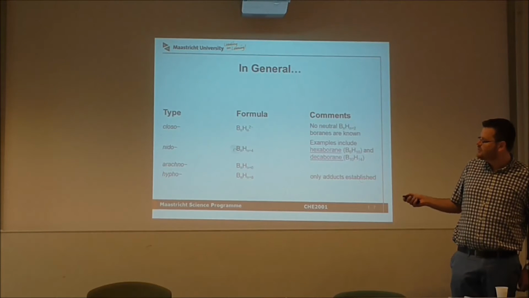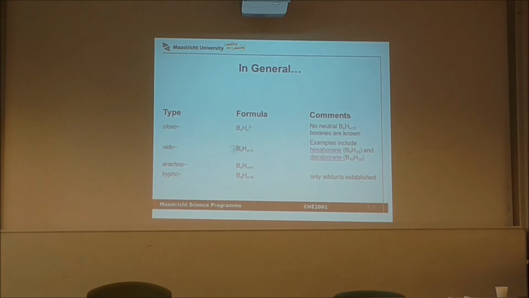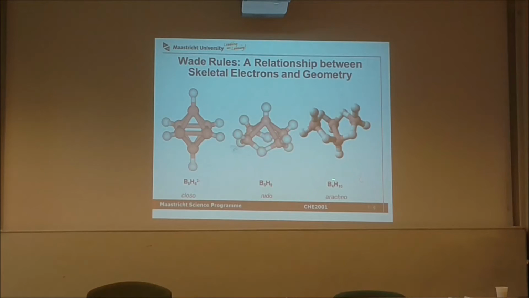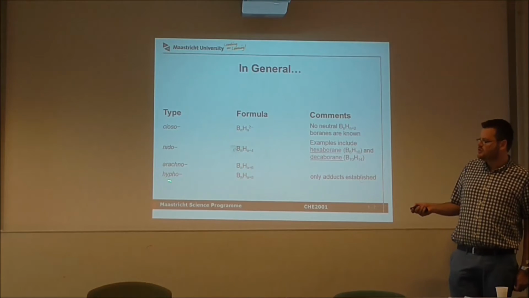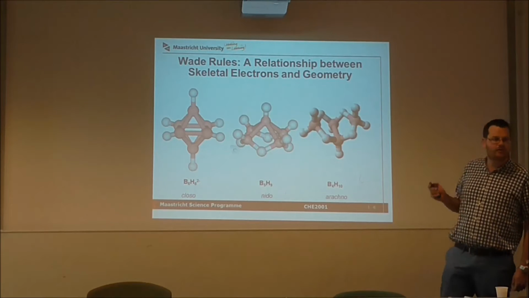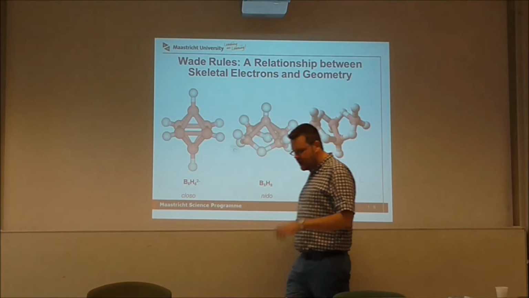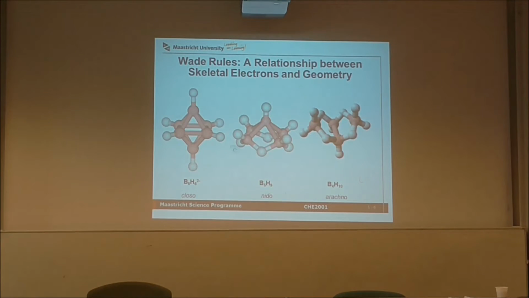B6H6 2- is closo because it fulfills this requirement here. Arachno, B4H10. B4H10 fits, and so on. You also have hypo, right? Hypo, remember, is if I take arachno and I pluck off another vertex. Those are essentially the Wade rules for boranes. Okay.